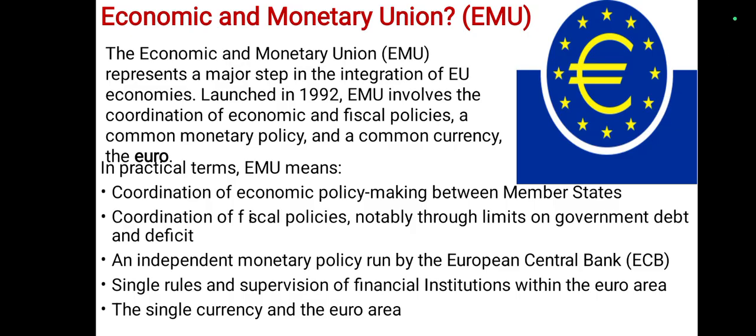The EMU was built to have a single currency so that fluctuation was reduced, and they made the euro the single currency in the European countries. An independent monetary policy was run by the European Central Bank, which accepts the euro as a single currency, and they do all transactions in euro denomination. There are single rules and supervision of financial institutions within the euro area. As I said, the euro was the currency under which all rules, regulations and supervision by financial institutions apply.